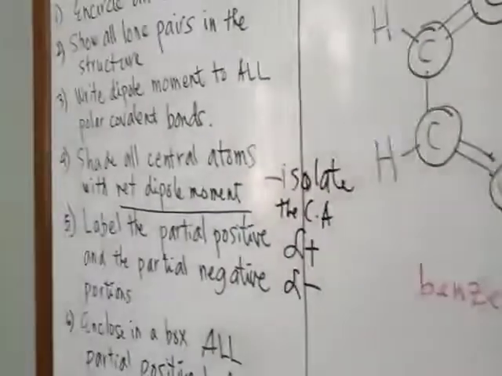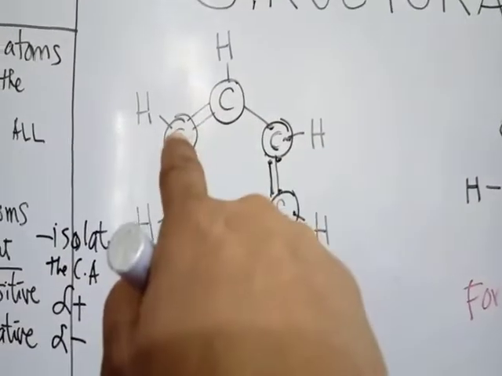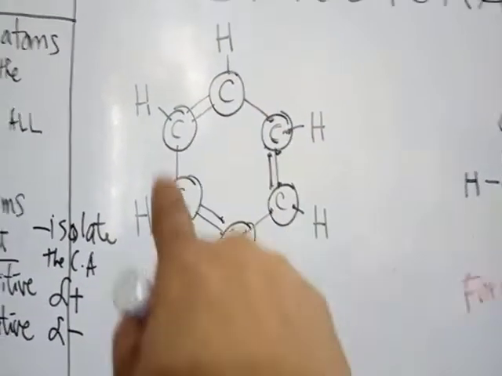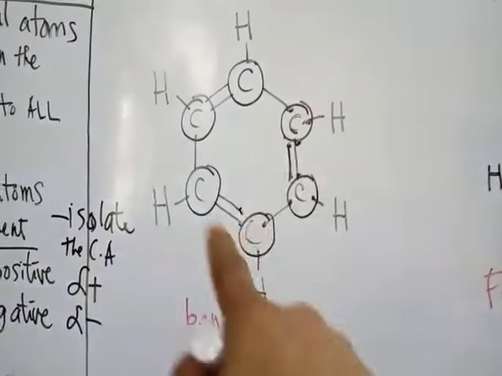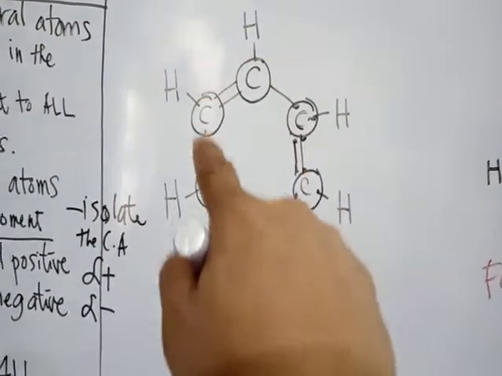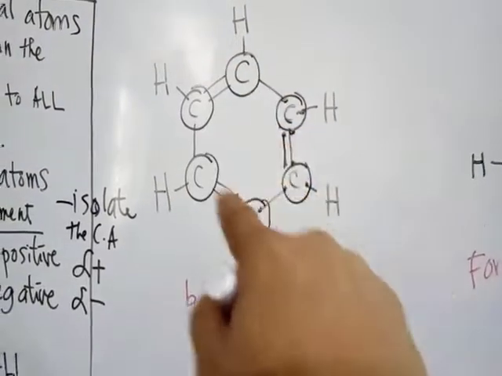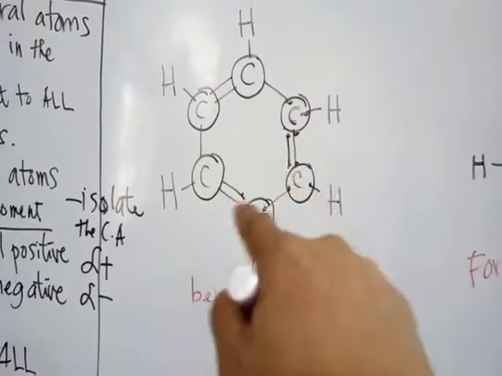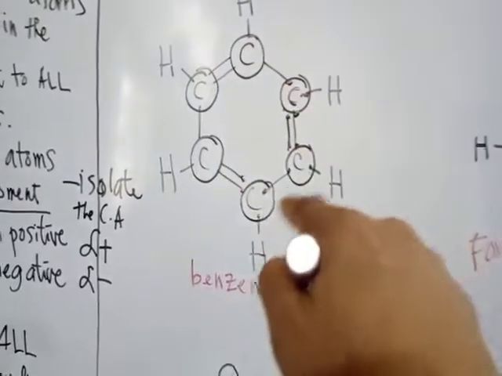Next, we shade all central atoms with net dipole moment. Since the central atoms in the structure don't have dipole moments acting on them, it means all of the central atoms here don't have a net dipole moment, so there's no need to shade the central atoms.